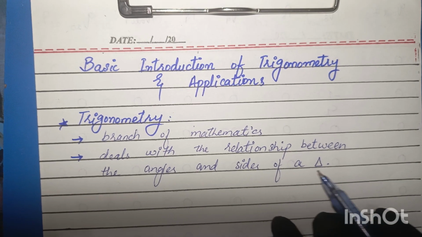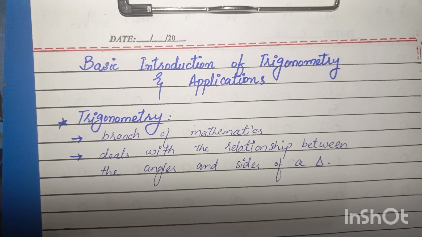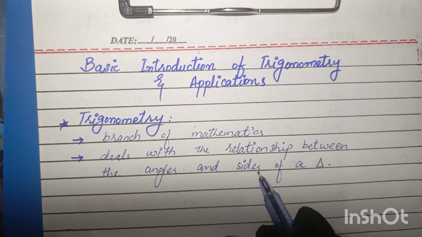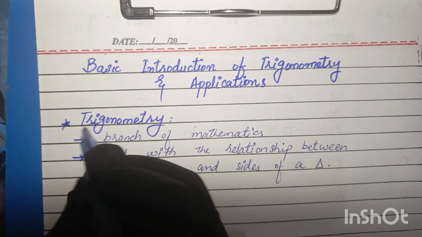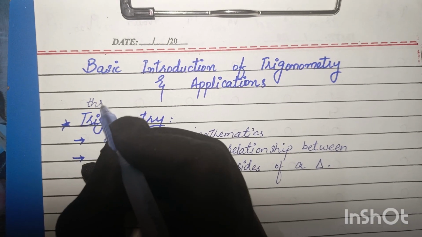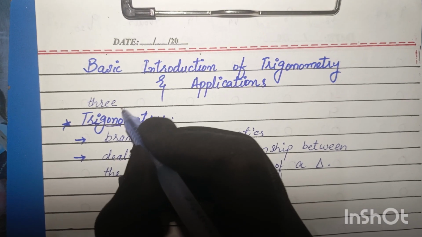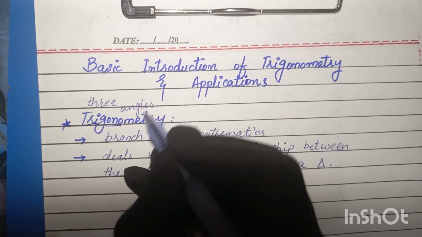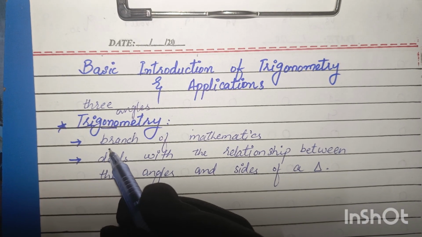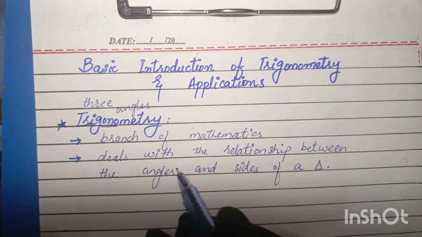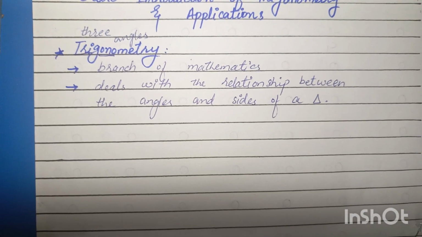If we have to study the relationship between the angles and the sides of a triangle, then we will use the branch of mathematics which is known as trigonometry. Basically, tri means three, and gon means angles. So basically it deals with three angles of a triangle, and the relationship between the sides and angles of a triangle. The triangle can be of any type.